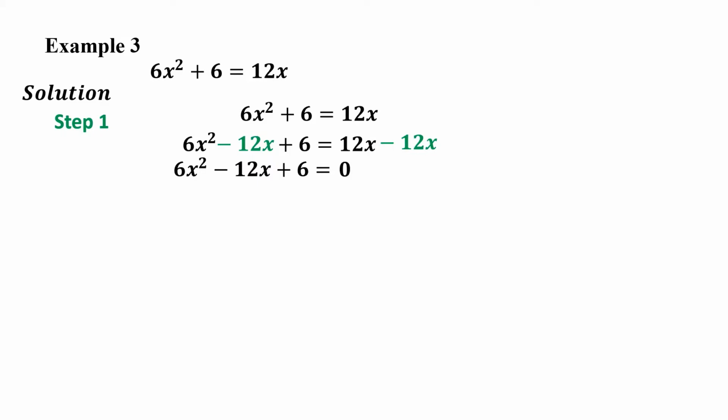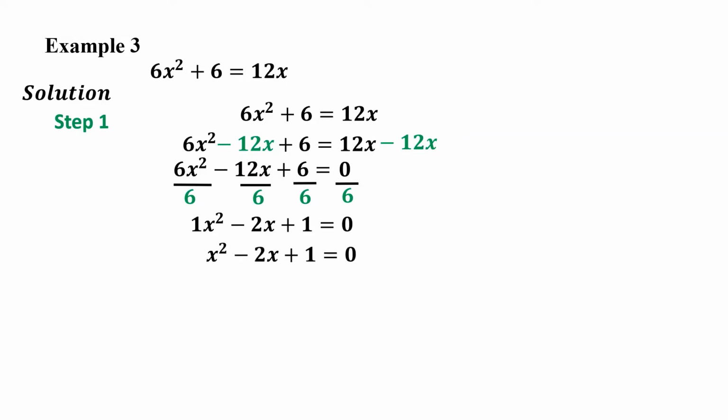The answer is 0. Based on the last two examples, you don't see the first term have a numerical coefficient higher than 1. To solve this problem and make the numerical coefficient of the first term become 1, we will divide the whole equation by 6 to maintain the equality of the equation. So, the result is 1x squared minus 2x plus 1 is equal to 0. Simply we write it x squared minus 2x plus 1 is equal to 0. Automatically x squared has a value of 1.